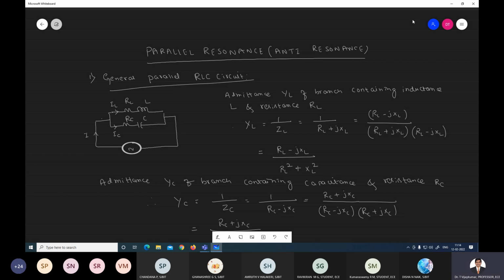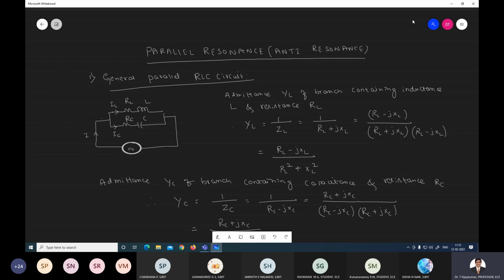You have to calculate the admittance of each branch. What is the relation between admittance and impedance? Impedance we represent as Z, admittance we represent as Y. So the admittance of the branch that contains the elements RL and L is given by YL equal to 1 by ZL, where Z is the total impedance.